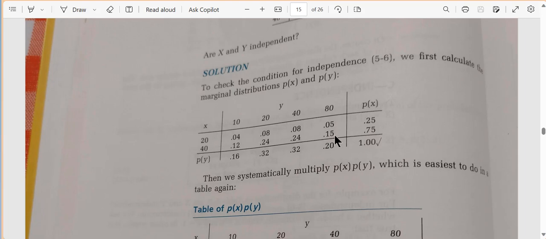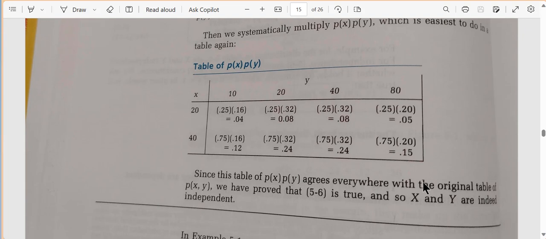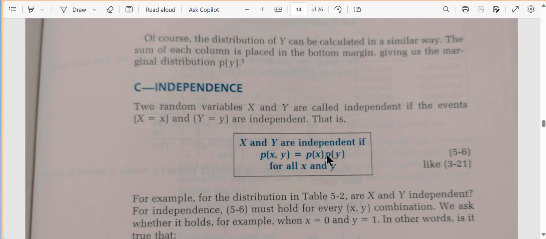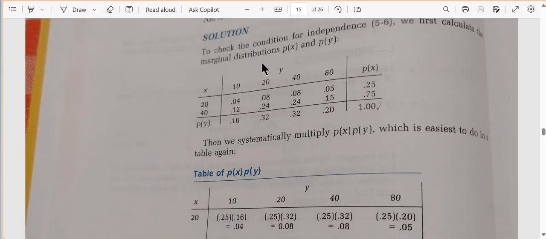So there's actually 8 different calculations we have to do to see if these two random variables are independent. So they do them all here, and they all work. You can check it yourself, but they all work. So therefore, since this table P(x)P(y) agrees everywhere with the original table P(x,y), we have proved that 5-6, which is here, is true for all x and y.